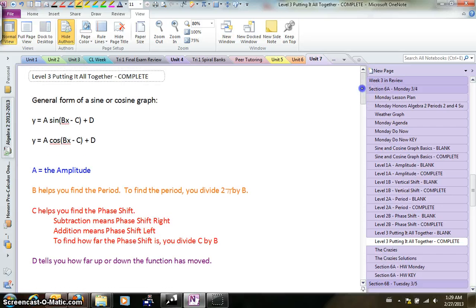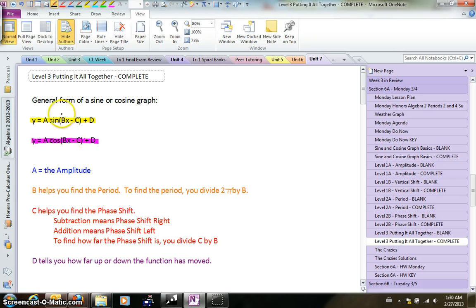So what we're going to do is see sine and cosine functions written in this form. We've seen it so far in the other videos, but we haven't really discussed it as much. Each part of the equation has its own variable to recognize it. And so A is the amplitude. B helps you find the period.